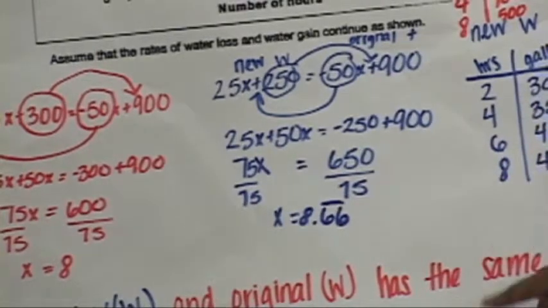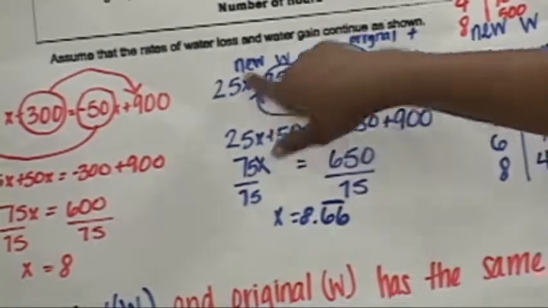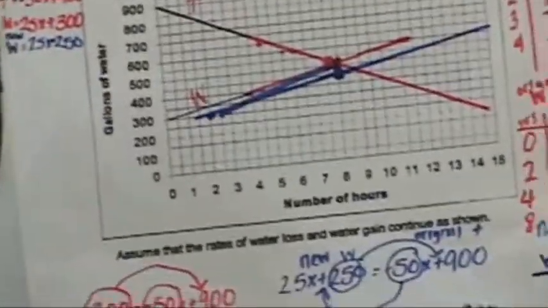Since we're trying to get the variable by itself, I divided everything by 75. That gave me x equals 8.66. Since we're looking for the hours, I just put the x right there. That gave me 8.